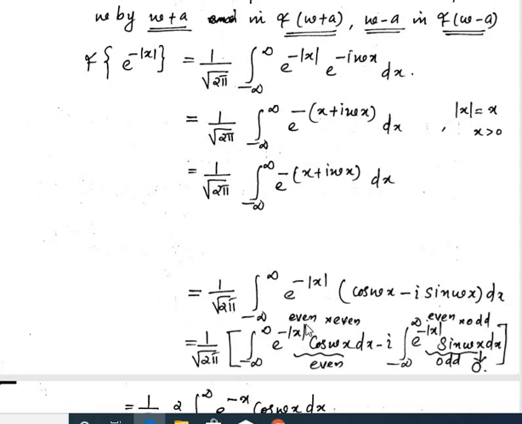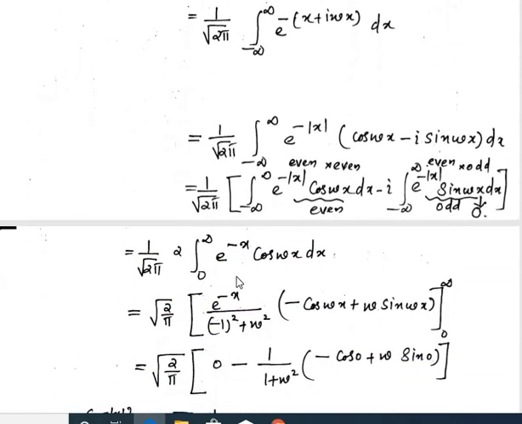And this is an even function. It includes the mod value, cos and even. So plus into plus is again even. E raised to minus |x| is an even function. Sin is odd, so plus into minus, completely odd. So this integral is 0 and this integral is 2 times the integral from 0 to infinity.